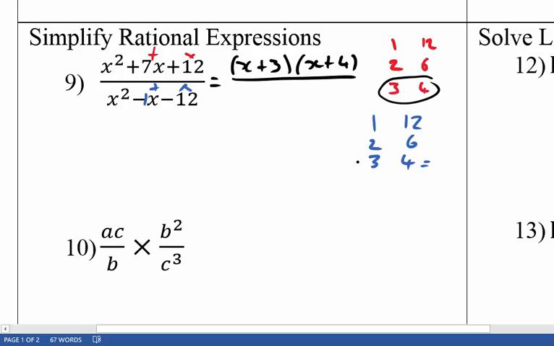Maybe it is the other way around, so it's a positive 3 and a negative 4. Yes, that's a negative 1. So this here will simplify. Those two things there are my numbers. So this will be an x plus 3 and an x minus 4.